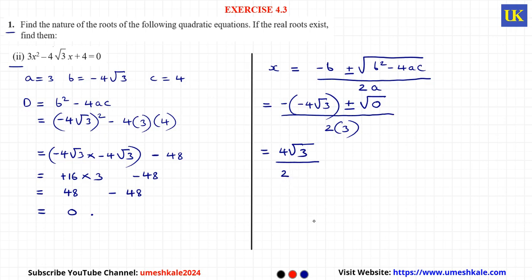So 2 into 3 is 6. I'll directly write the answer. So 2 3s are 6, and then we can cancel it. 2 2s are 4 and 2 3s are 6. So what we have here is 2 root 3, and in the denominator we have 3. So this 3 can be written like this. So 2 root 3 we will keep as it is in the numerator, but in the denominator this 3 can be written as 3 into 3, because 3 into 3 is what? It is 3 only.